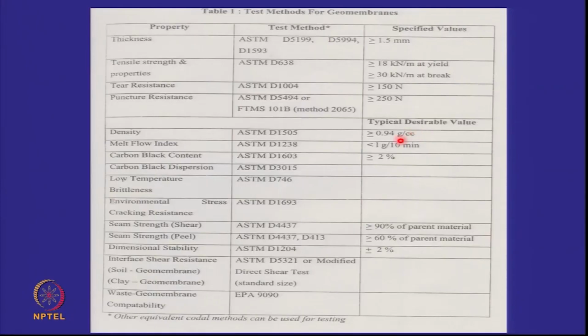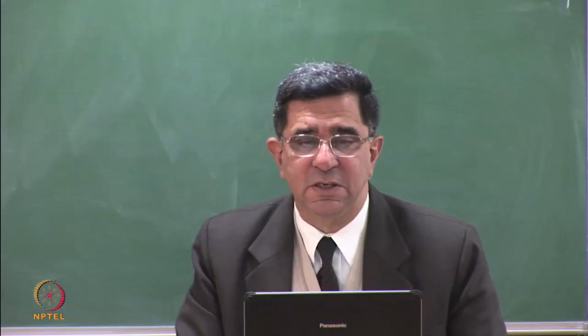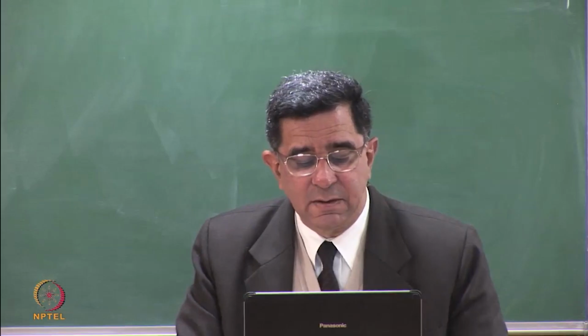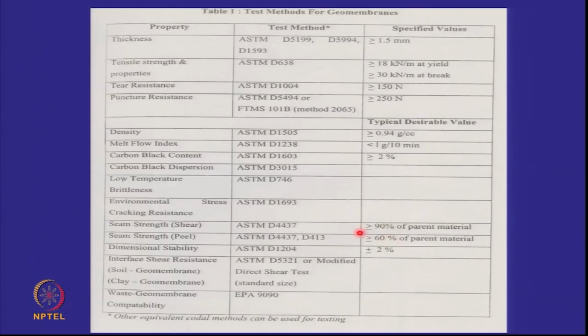It will normally have a density of the order of 0.94 grams per cc. Carbon content must be more than 2%, and seam strength must be greater than 90% of the original material. This is a requirement. Seam strength in shear and seam strength in peel, which is totally different, should be 60% of the parent material, and we'll have a look at this later. So there's a full gamut of tests which the geomembrane must meet.